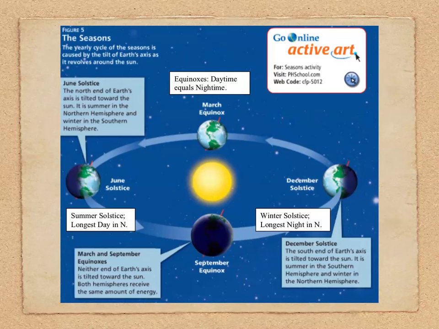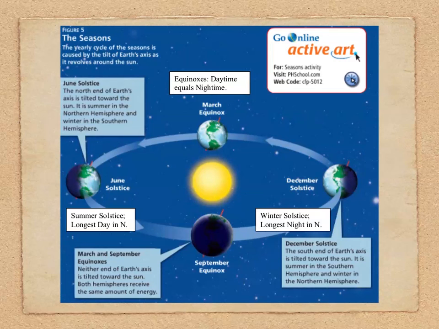The winter solstice, all the way on the right, happens December 21st, and it's the longest night in the northern hemisphere and the shortest day in the southern hemisphere. The south end of the Earth's axis is tilted towards the Sun, and it's summer in the south. So December 21st is the middle of summer in Australia, and winter in our area.